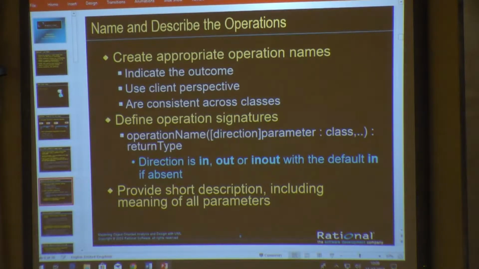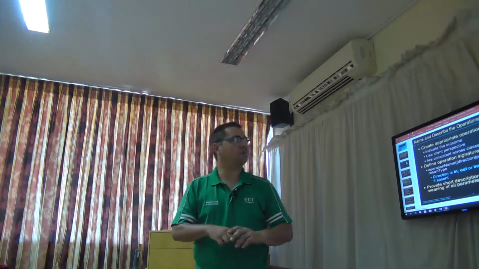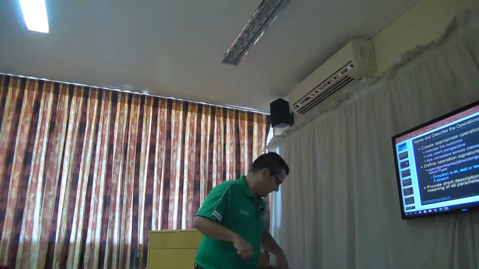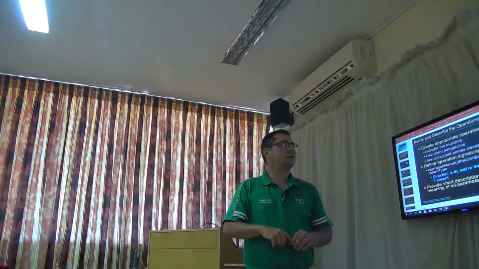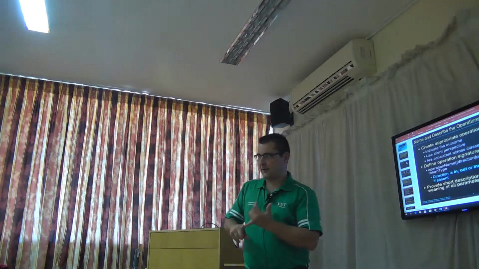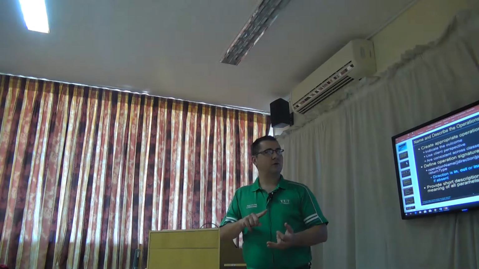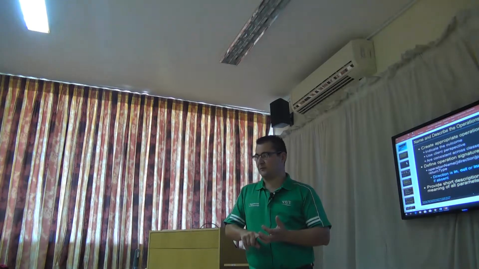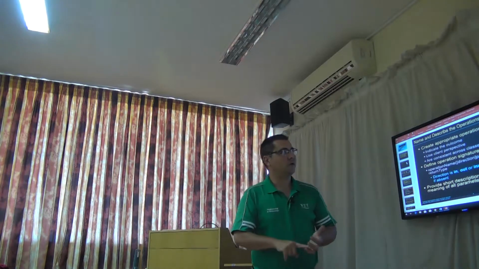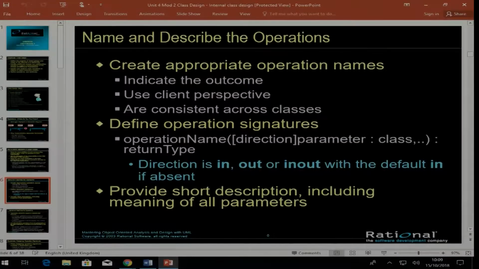But then they go on to say to us, how do we name operations? Especially when we name them, we need to look at a few specific things. We need to indicate the outcome of the operation. We also need to use some client perspective. Then we must be consistent across our classes in terms of our naming. If that same operation is going to be used later on, we must apply it consistently.